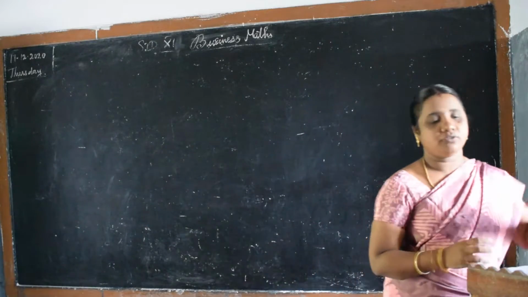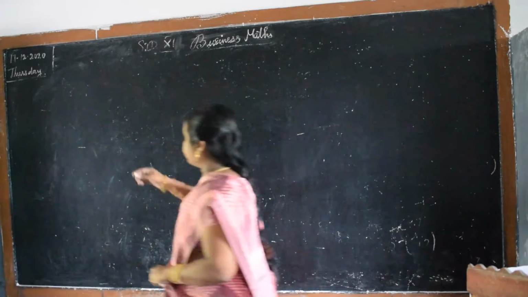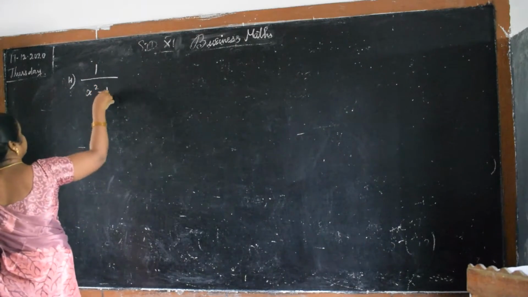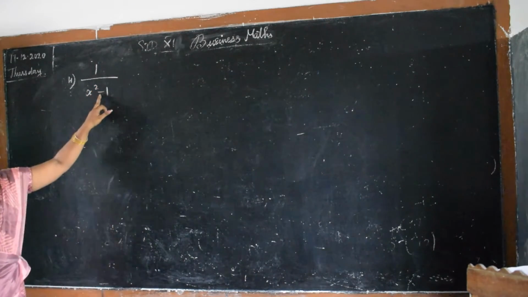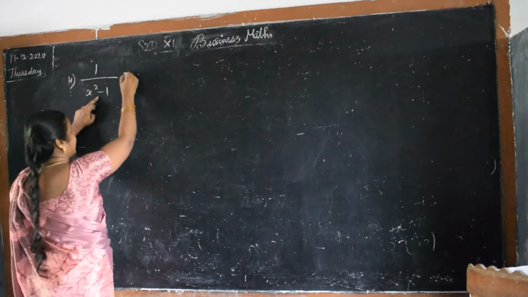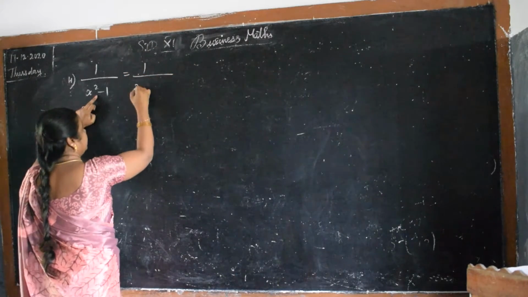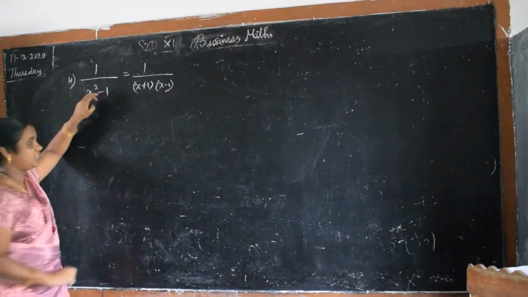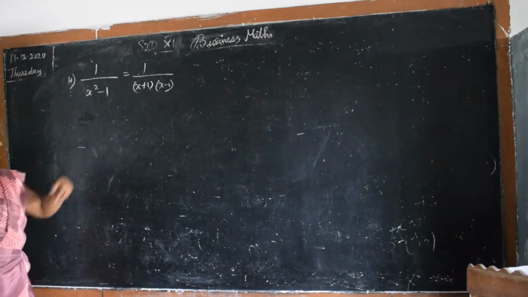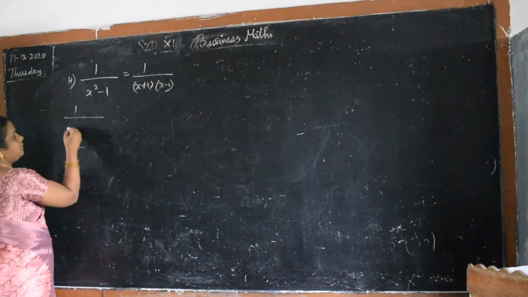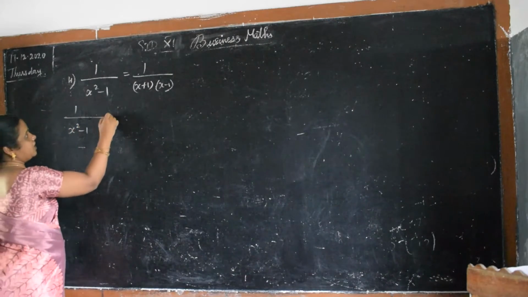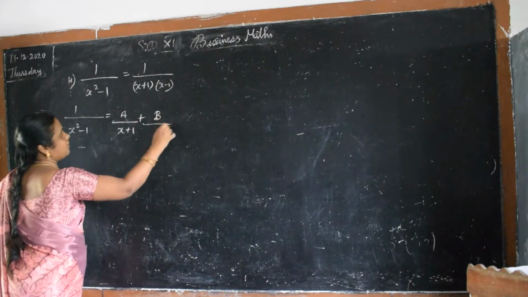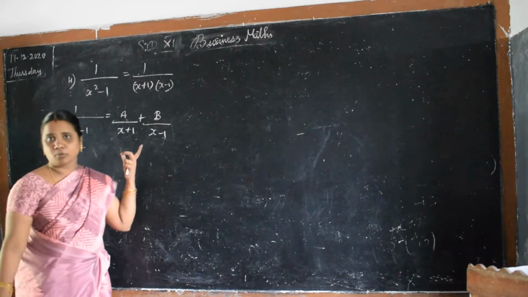See what is given in the fourth question? 1 by x square minus 1. This is of the form a square minus b square. I am going to split it and write it as 1 by a plus b into a minus b. This identity I am going to use here. So 1 by x square minus 1 we can write as a by x plus 1 plus b by x minus 1. This is type 1.